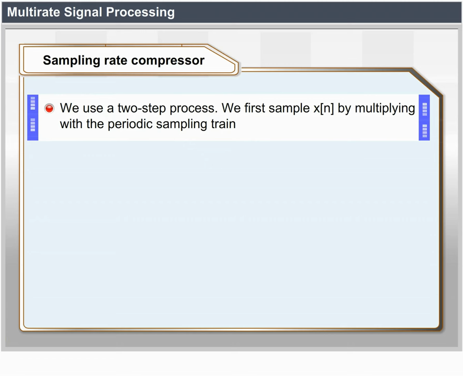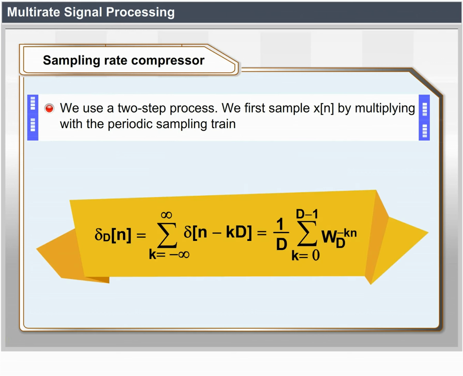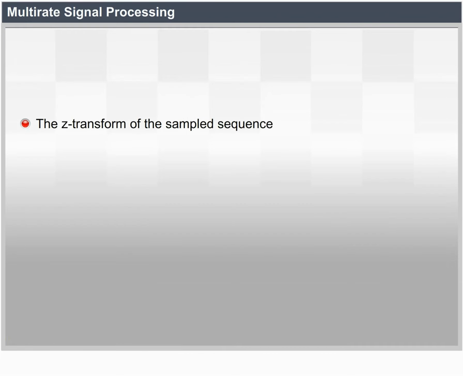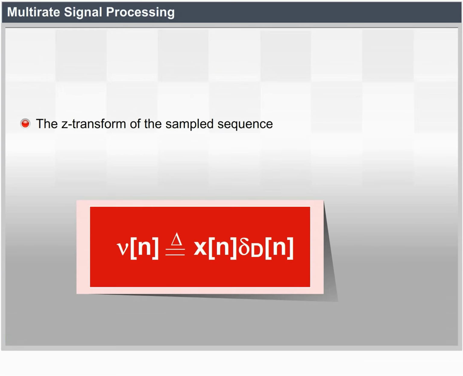δ_D(n) = Σ_{k=-∞}^{∞} δ(n − kD) = (1/D) Σ_{k=0}^{D−1} W_D^{−kn}, where W_D = e^{−j2π/D}. The z-transform of the sampled sequence v(n) = x(n)δ_D(n) is determined by the following steps.